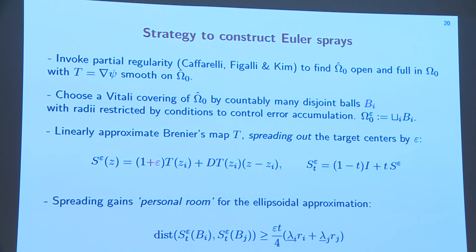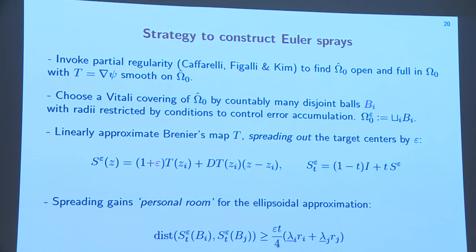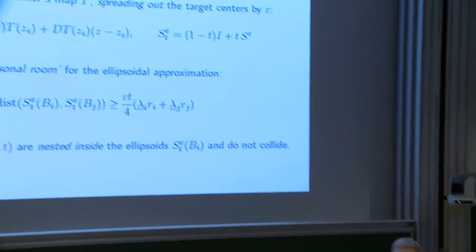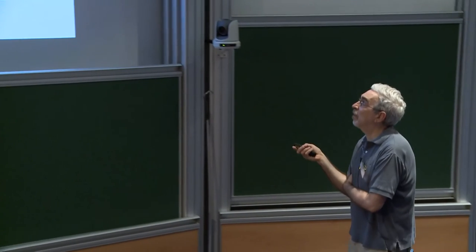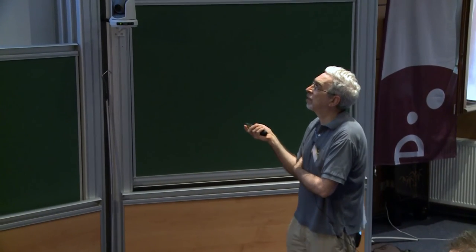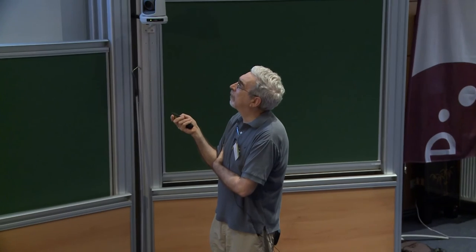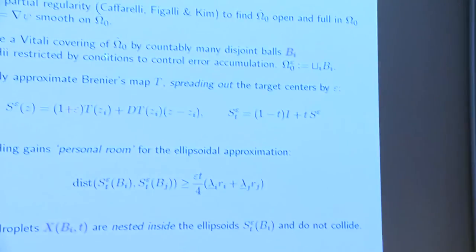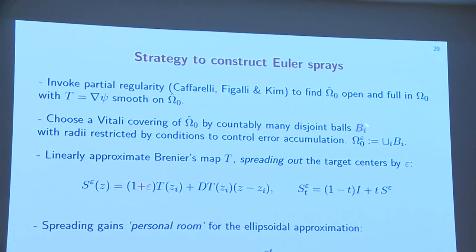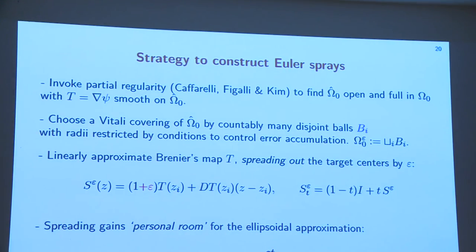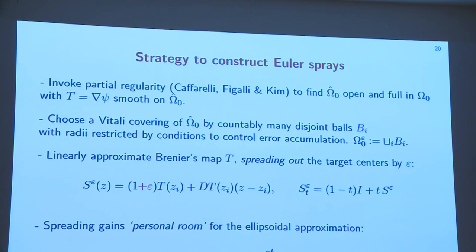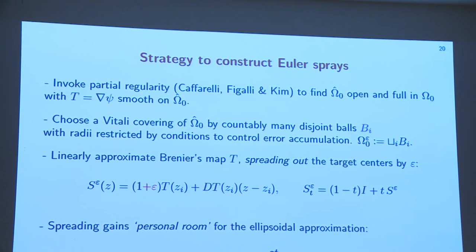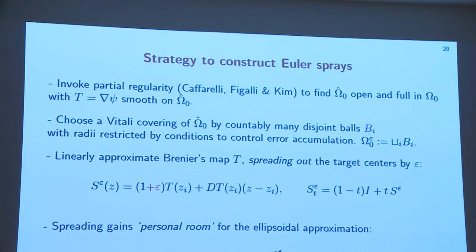In some sense, it's not hard. There's no hypothesis of connectedness here. Transport can rip the set in pieces, so there's no reason that the transport map should be continuous. But you have this partial regularity. So in the smooth set, we're going to construct a Vitali covering by disjoint balls with radii that are chosen in a nice way that controls error accumulation in the total action.